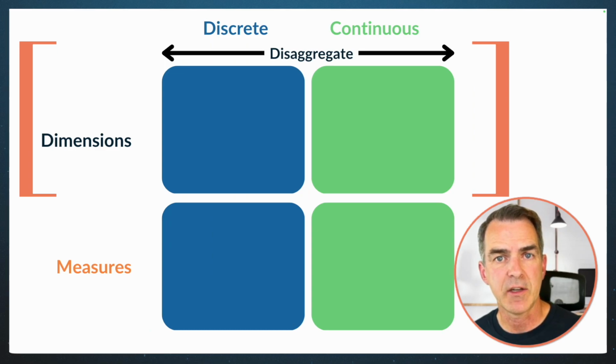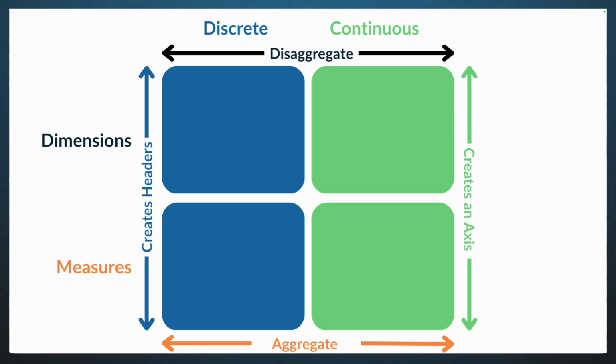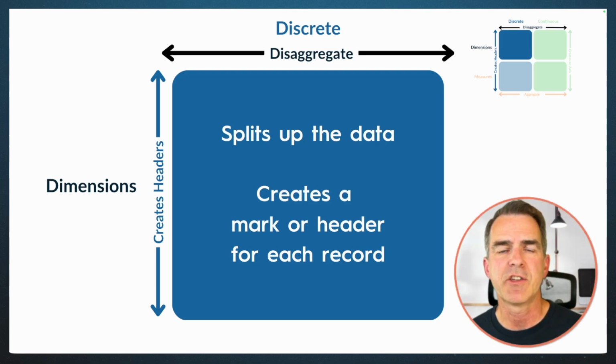Dimensions disaggregate or split up the view. Measures aggregate or fill up the view. This is what it looks like all together. Now let's look at an example for each of those quadrants.